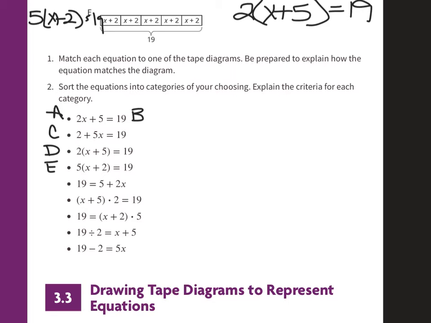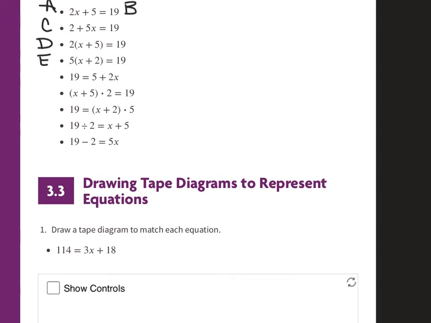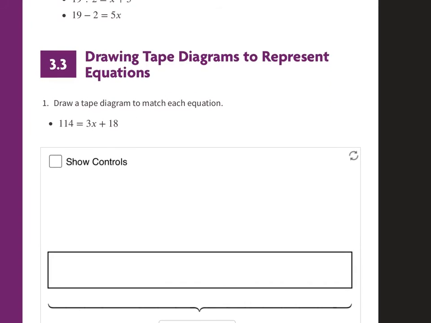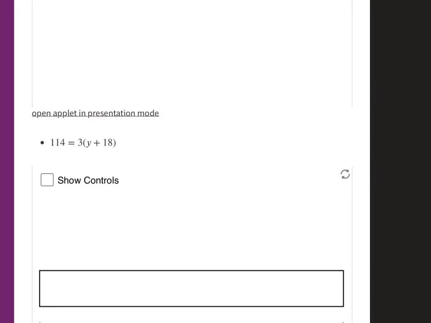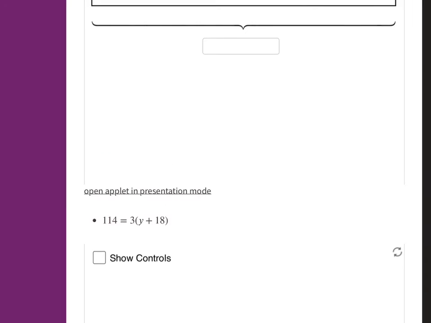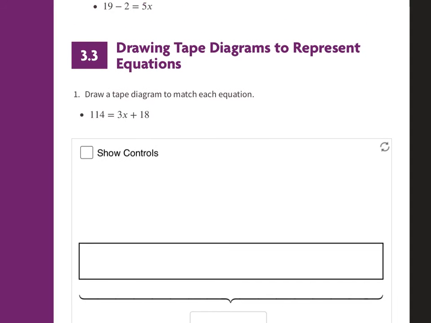The ones below it are the same equations. They've just sort of flipped all the orders around. And so we're not going to really talk about that, but we match some of them up. So let's move on to 3.3 where we're going to solve these. So it says draw a tape diagram to match the equation. And then number 2 says solve the equation any way you can. So instead of drawing the tape diagram, we're just going to solve it.